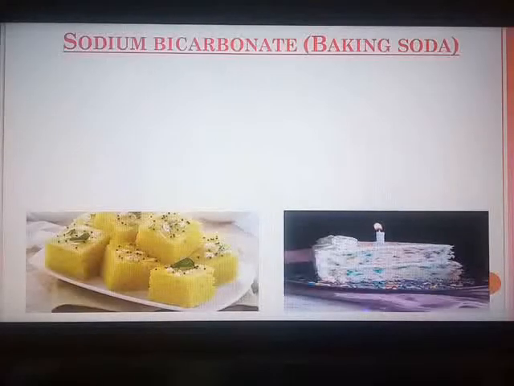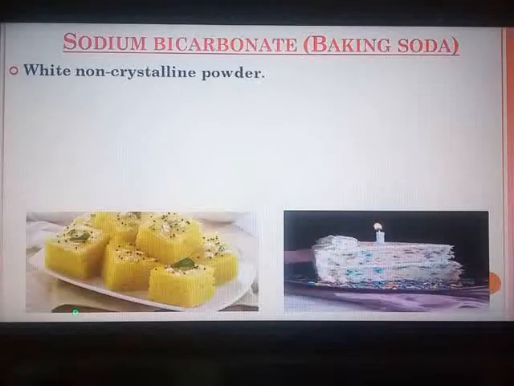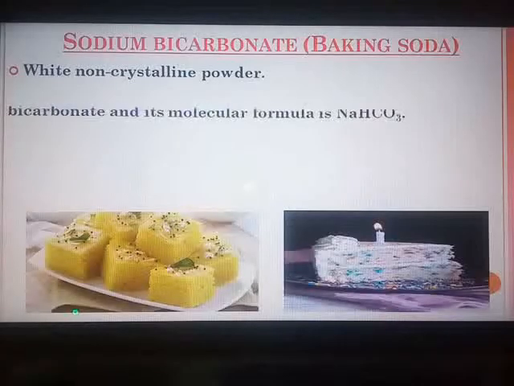So here it is the baking soda that plays an important role in making all these things soft and fluffy. This ingredient is not added to give a particular color or a particular taste to any food substance, but it is added to make the things soft, porous and fluffy. About its properties, it is a white non-crystalline powder. Baking soda is a white non-crystalline powder. It is not available in the form of crystals.